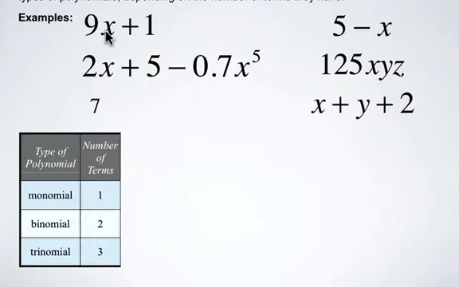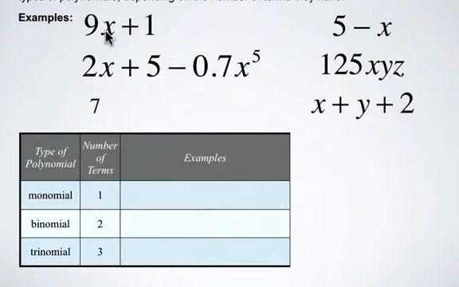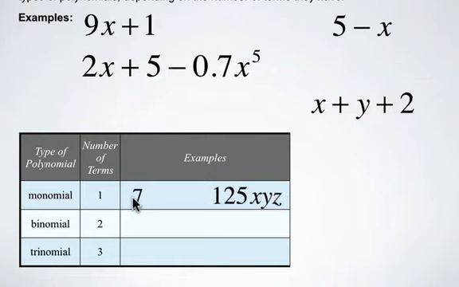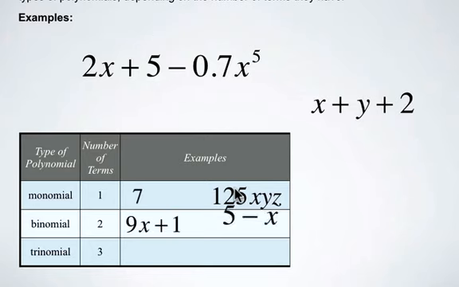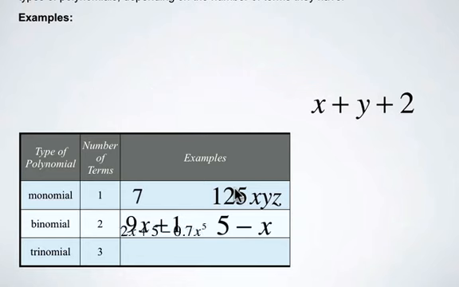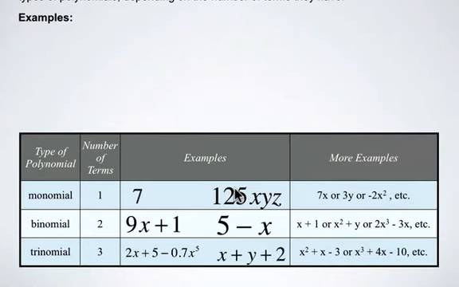We can categorize these polynomials by the number of terms they have. So a monomial has one term. Both of these examples only have one term. Binomials have two terms. And trinomials have three terms. Here are some more examples. Monomials with one term, binomials with two, and trinomials with three terms.